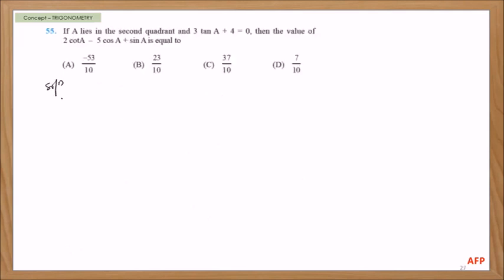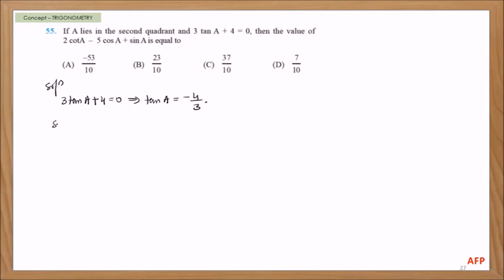The solution: 3 tan A plus 4 is equal to 0. Tan A is equal to, what you are getting, minus 4 by 3 here. This is tan A. So using tan A we can get cot A. Okay, A lies in the second quadrant.